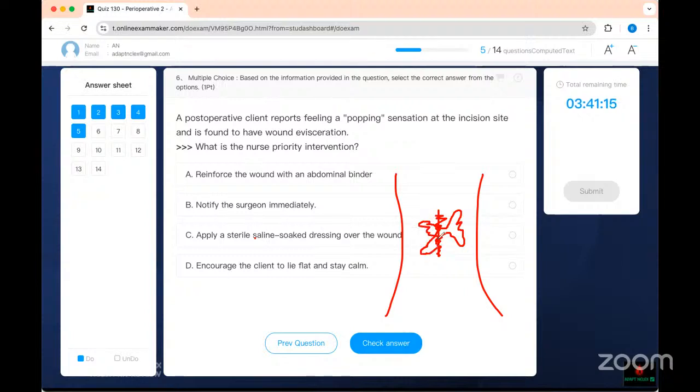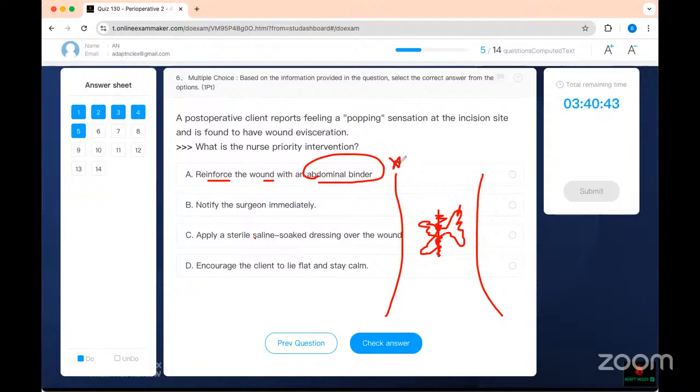What are you going to do for this patient? You have options that are all appropriate. They may not be completely, but priority always, one second. Which of these is going to save the patient from trouble? Reinforce the wound with the abdominal binder. It's going to compress the dressing and the bowel that is out. Therefore, this is gone.